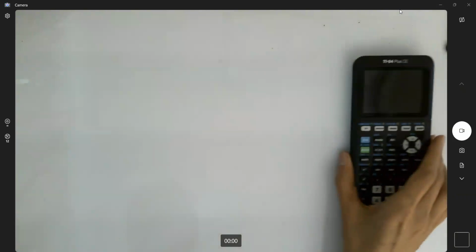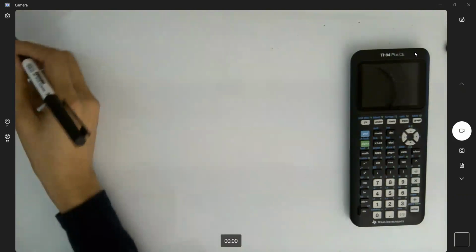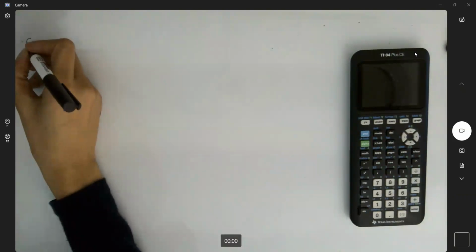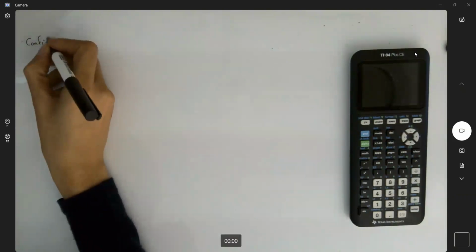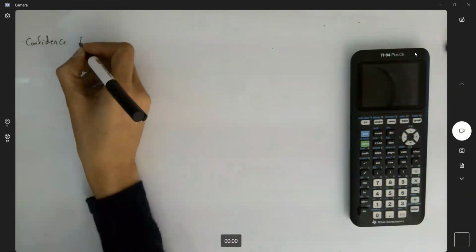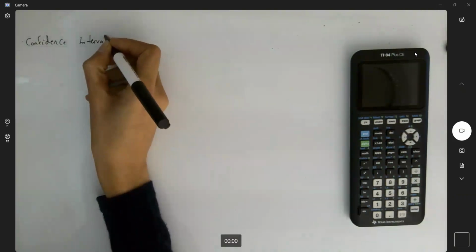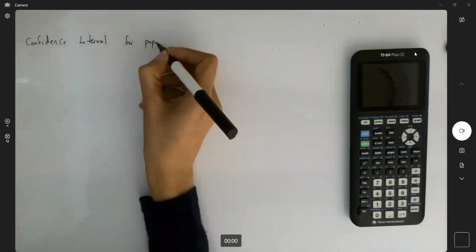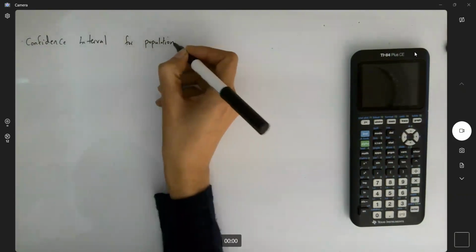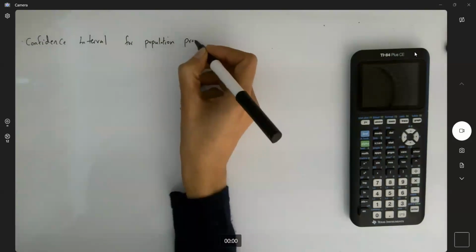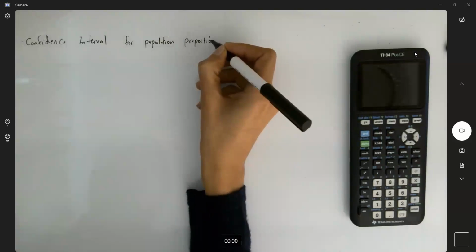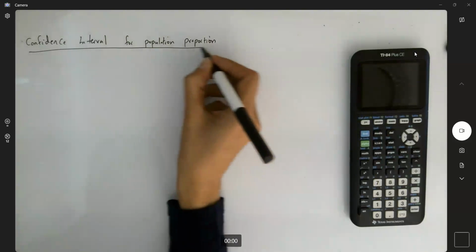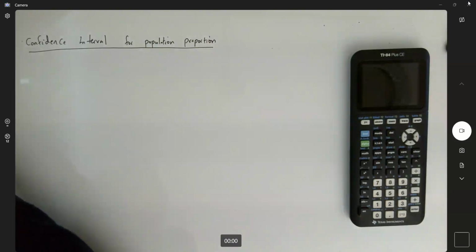We're going to go over an example related to population proportion. Our goal is to build the confidence interval for population proportion. Very good. So let's take a look at the example here.